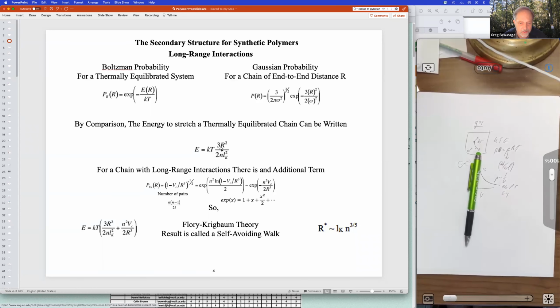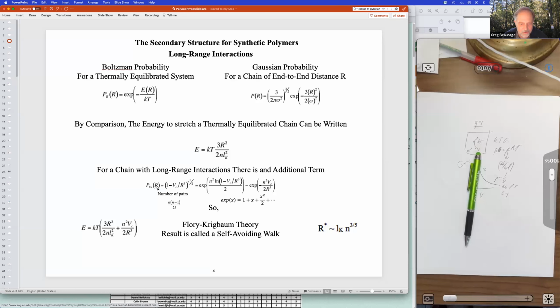If you want to include excluded volume, so the B term of the van der Waals, then you ask, what is the probability of excluded volume? For one unit to exclude another, it's the volume of a unit divided by R cubed. 1 minus that is the probability that it didn't exclude, and then raise it to the number of pairs, which is n minus 1 over 2 factorial, which is n squared over 2 if n is big. So that probability is multiplied, so you raise it to that power.